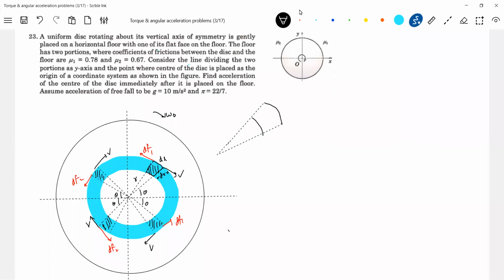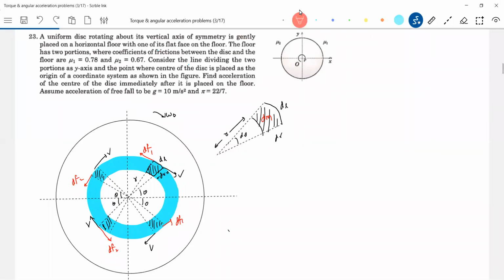The strip, this is dl, this is r, this is d theta, this distance is r. What should the mass of this strip be? Let it be dm. Again, this strip is an elemental strip, like a thin ring of radius r and width dr. I'm calling it circular. In that circular strip, I'm assuming four elemental strips again.